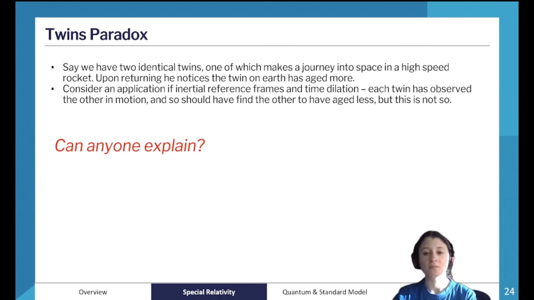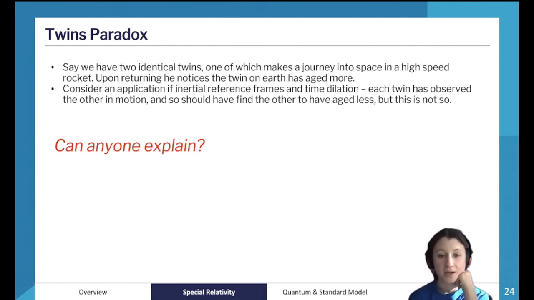So, the twins paradox is probably the most famous one. It's probably the one you guys have heard of the most. And the setup goes like this. We have two identical twins, one of which makes a journey into space at a high speed. All right. Upon returning, he notices that the twin on Earth has aged more. So he goes on his fast journey, he comes back, and his twin looks older.